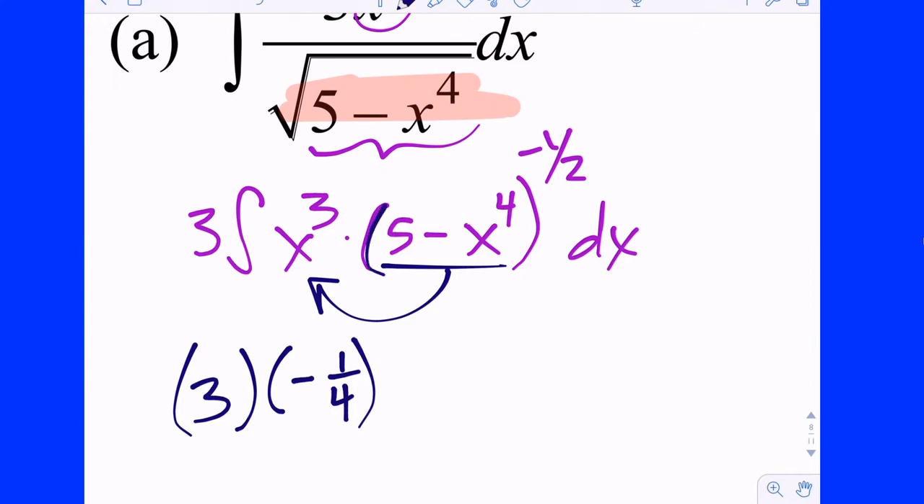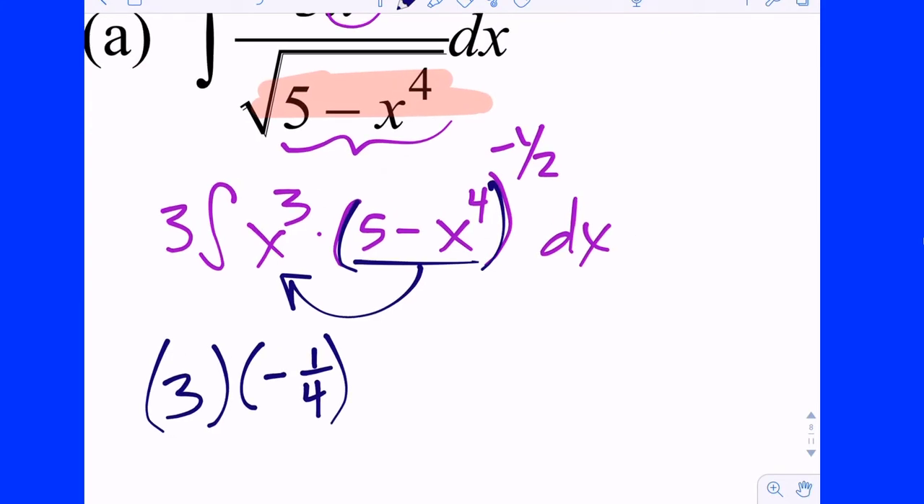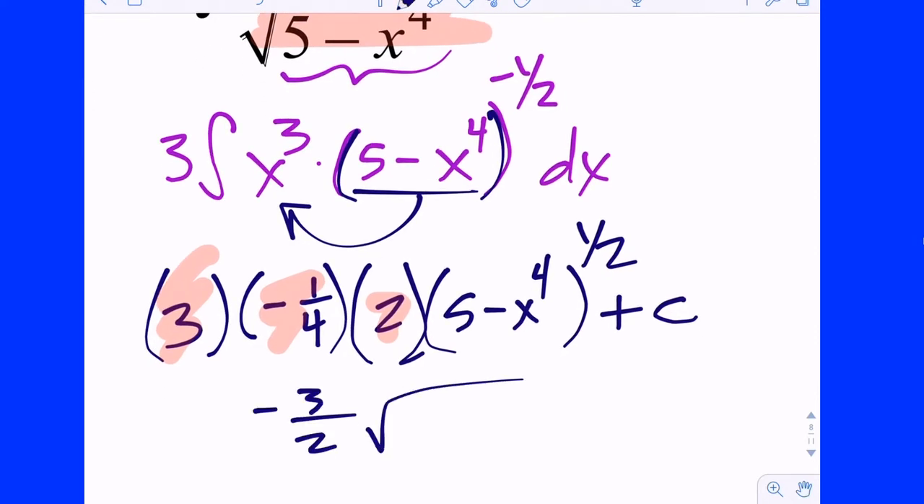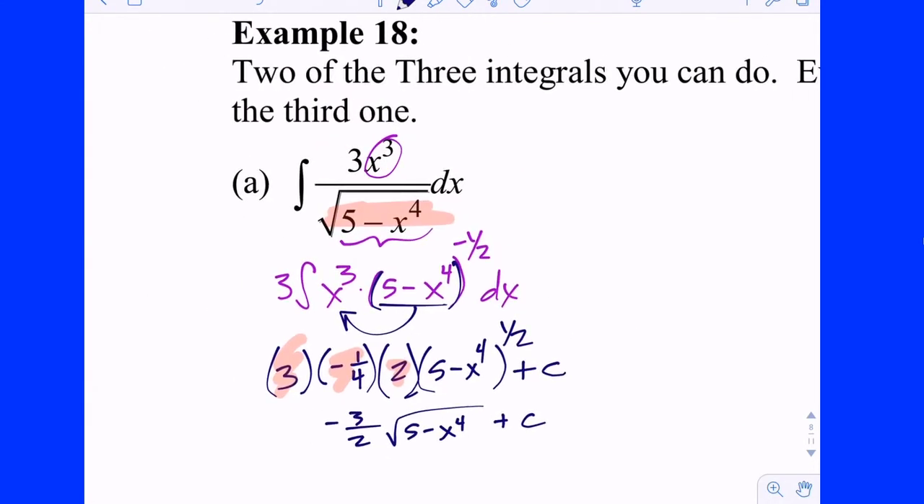And then step 2, the rule of integration is the power rule. Blob to the negative 1/2 becomes blob to the positive 1/2 with a what out front? 2. Plus c, drop the blob right in, and you're done. And then you combine your writer with your correction with your rule constant to get whatever the answer is. Negative 3/2 square root 5 minus x to the fourth plus c. Perfect. Nothing to it.